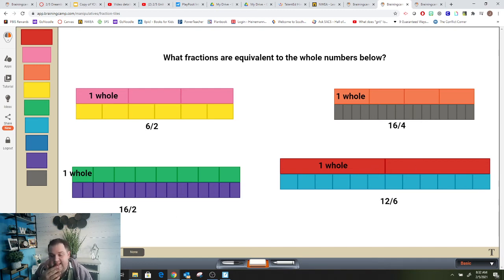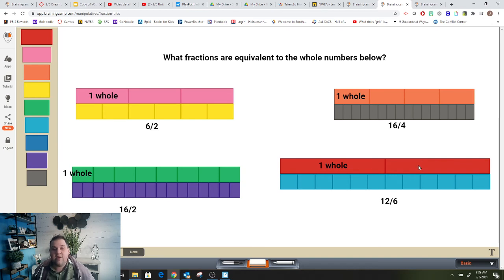Just like we talked about in mini lesson today, there is a connection between fractions and division. 6 halves, 6 divided by 2 equals 3. We have 3 wholes. So we can always go back and check with division. 16 divided by 4 is 4. Are there 4 wholes? 1, 2, 3, 4. Yes, there are. 16 divided by 2 is 8. Are there 8 wholes? 1, 2, 3, 4, 5, 6, 7, 8. Yes, we're right on track. Last one, 12 divided by 6, I know is 2. So there are 1, 2 wholes.